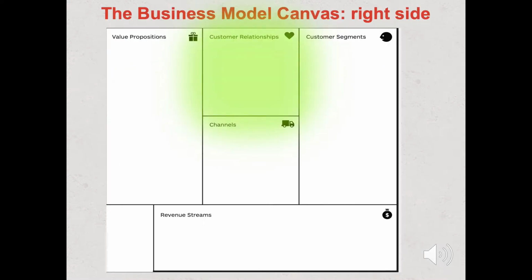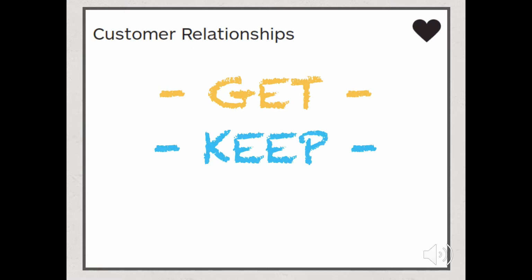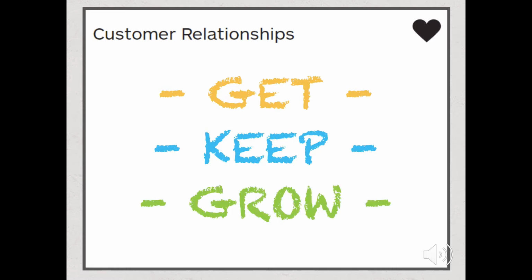We now turn to customer relationships. The customer relationship segment is focused on how you actually connect with your customers. Like channels, we think about customer connections across the timeline of the customer journey. We think of customer relationships in 3 phases: acquisition, or how do we get customers? Retention, or how do we keep our customers? And boosting sales, or how we grow our relationship with our customers.